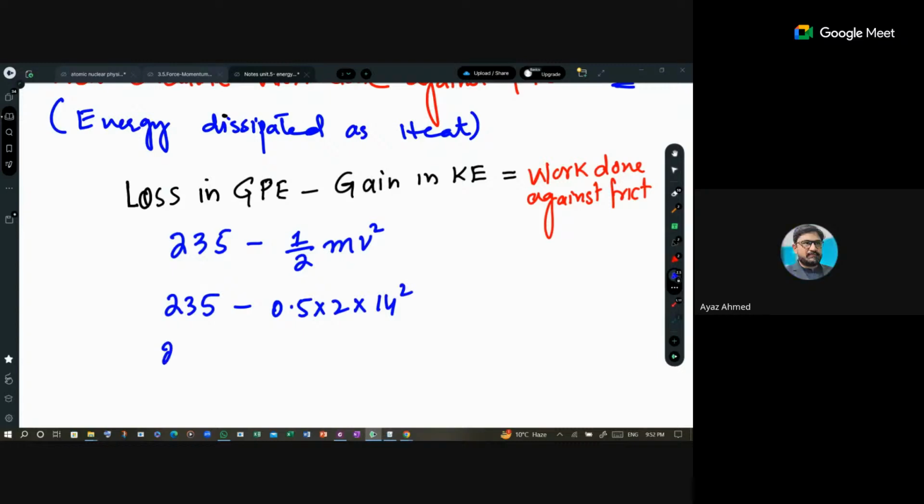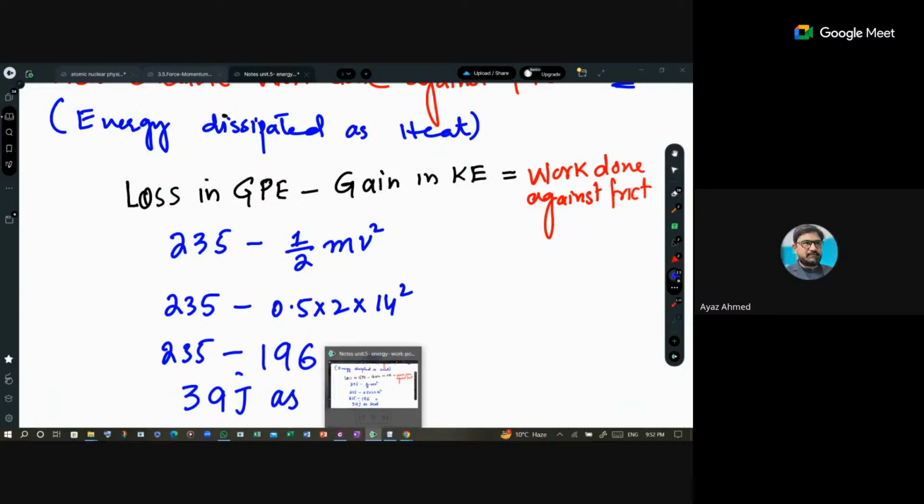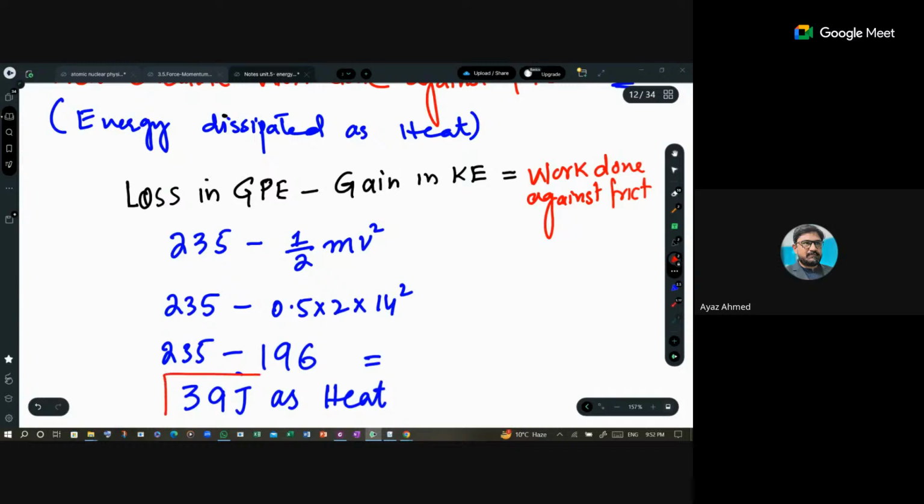So it is 235 minus, 14 square is 196. So I got 39 joules of energy lost as heat. So here we calculate this energy.